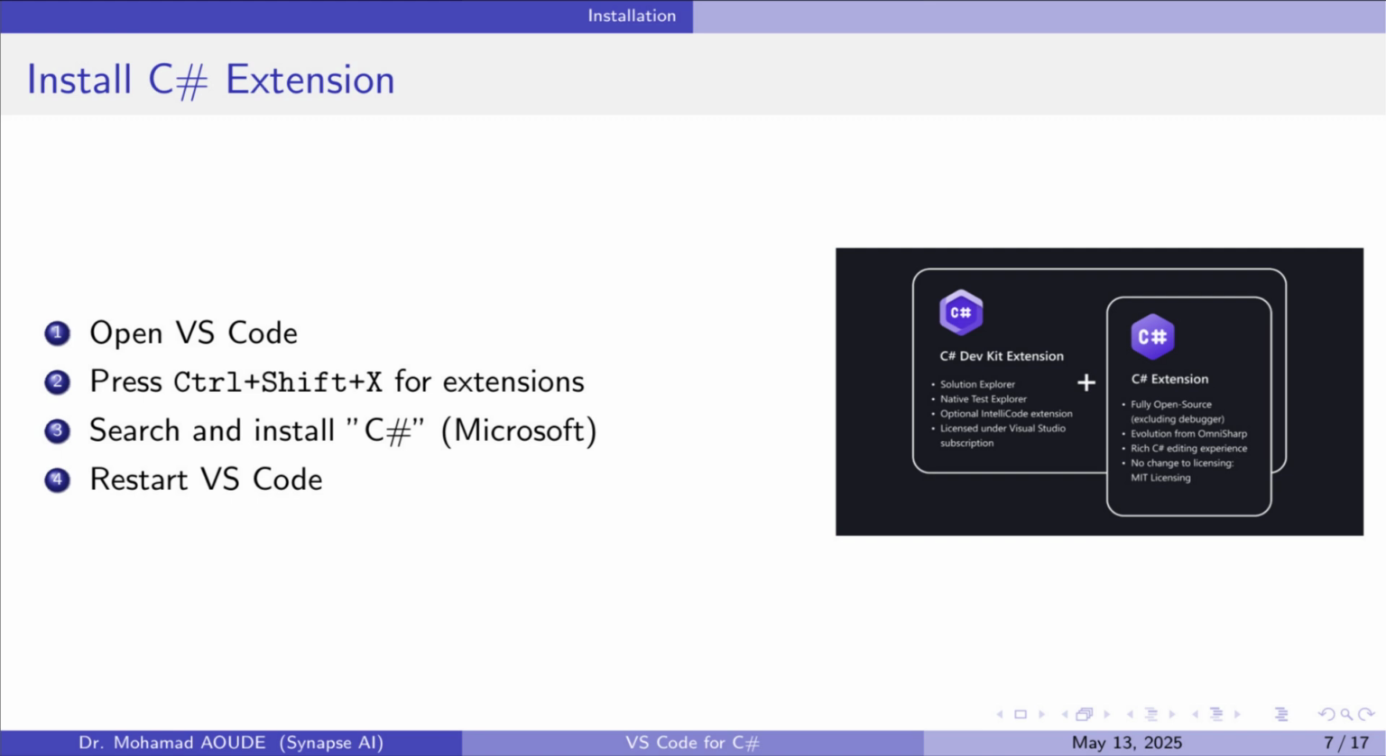In the search bar, type C#. Look for the extension published by Microsoft. Install this extension. You might also see the C# Dev Kit extension mentioned.